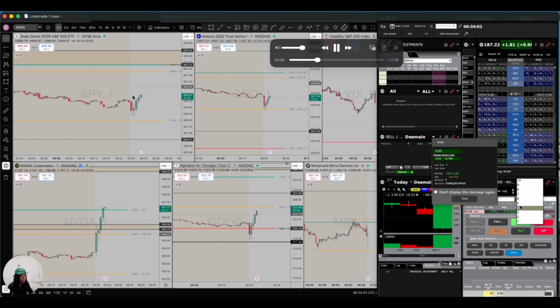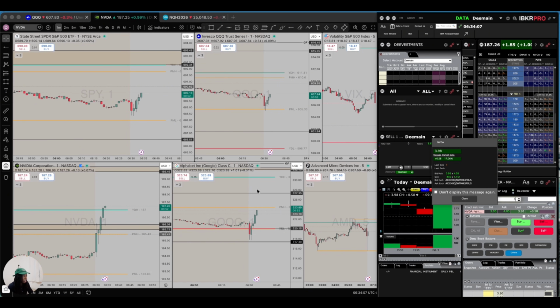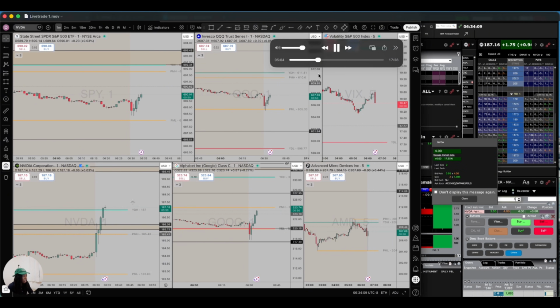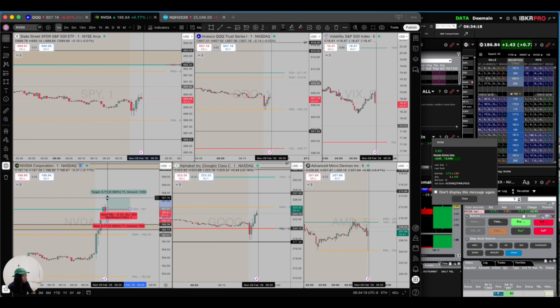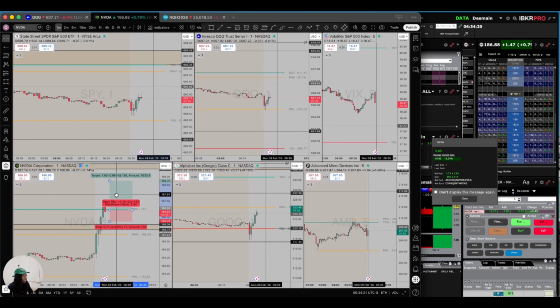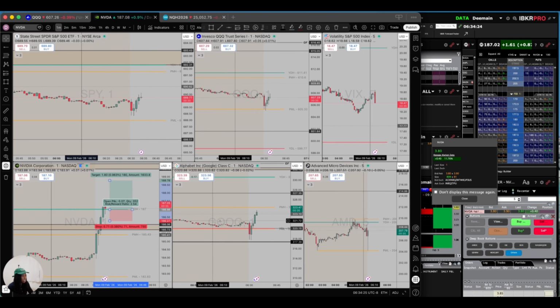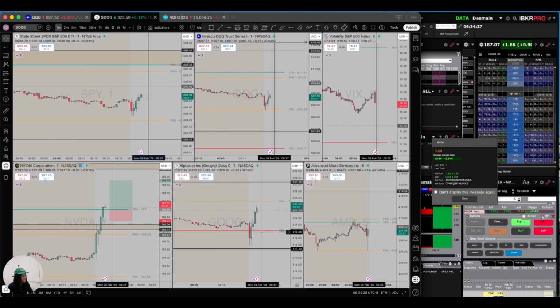I was looking for 5 contracts. See if we get a nice pullback. Retest here. Let's see. Just so I'm prepared. One, two, three, four, 5.